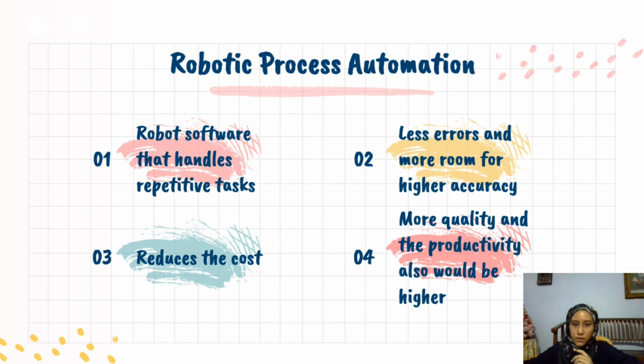All the accounting information would be provided with higher accuracy and quality with fewer mistakes, and this will lead to better decision making for the organization.